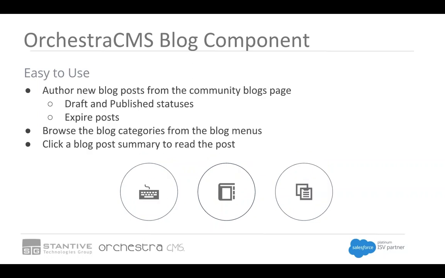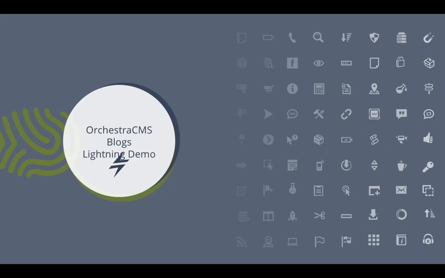When authoring the blogs in the community, there are draft and published statuses, so we can prevent the blog posts from being seen until the author is ready. And there's also an expiry option when the post is no longer relevant. Visitors browse the blog categories through the blog menus and click on blog posts to read the post. Let's take a look at the interface.